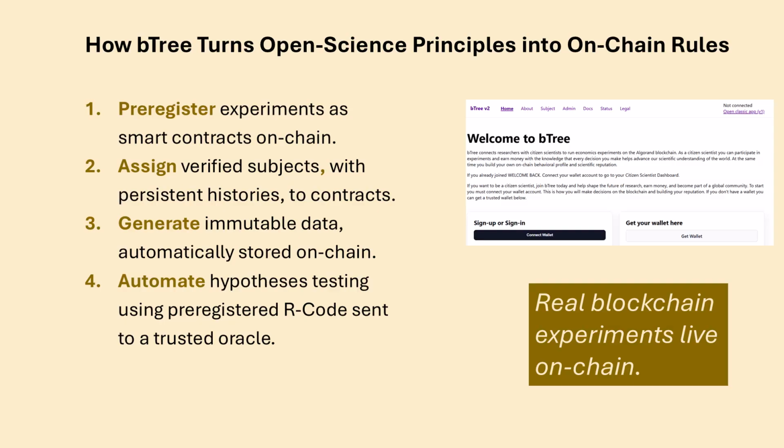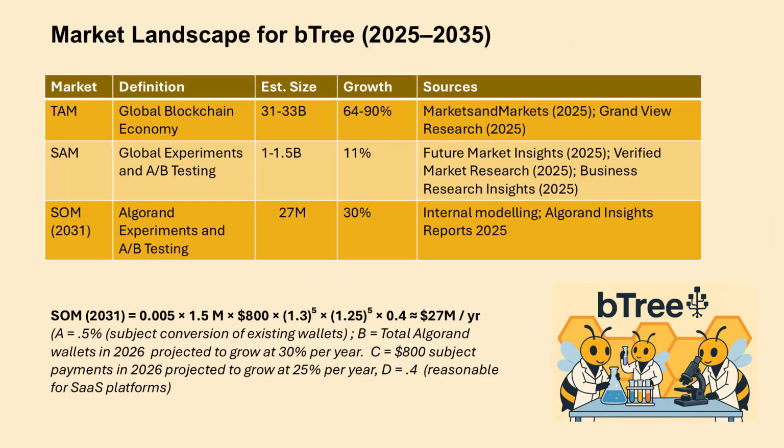Researchers pre-register experiments as smart contracts. Subjects with persistent on-chain histories are assigned to them. Decisions generate immutable data stored on-chain. And pre-registered code is sent to an oracle to automatically test hypotheses. These are true blockchain-native experiments.